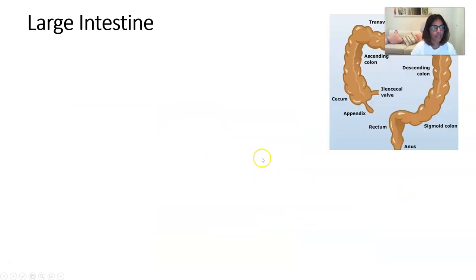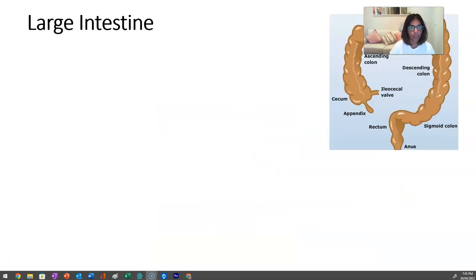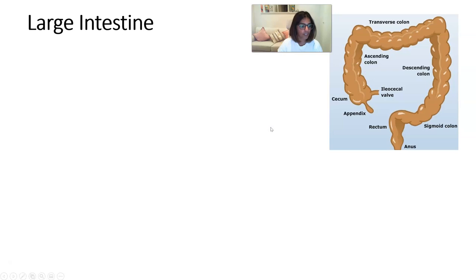So now that we've looked at the small intestine, we're going to just look at the last stage of the alimentary canal, and this is looking at the large intestine. So if we just focus on the anatomy for a second, we know that we have an appendix. Some people may not have that anymore. It could be removed if it becomes infected.